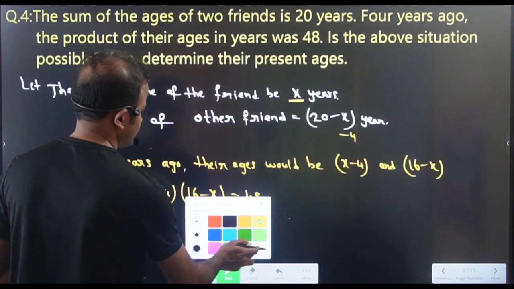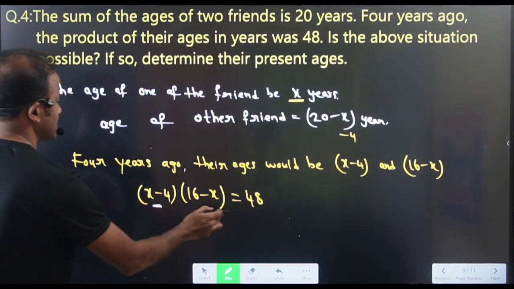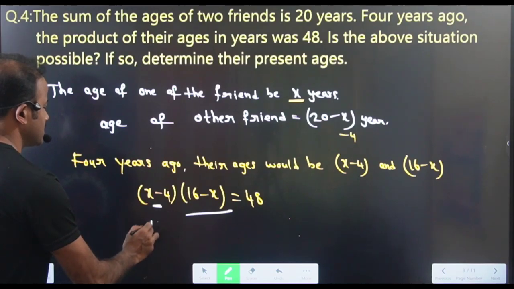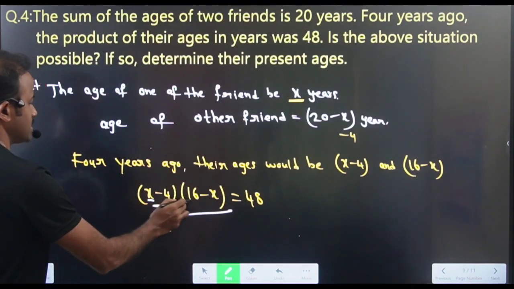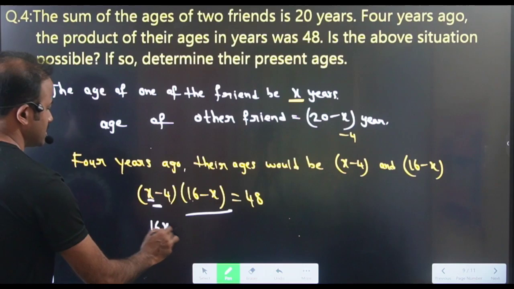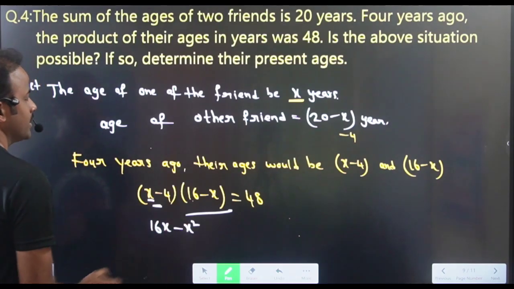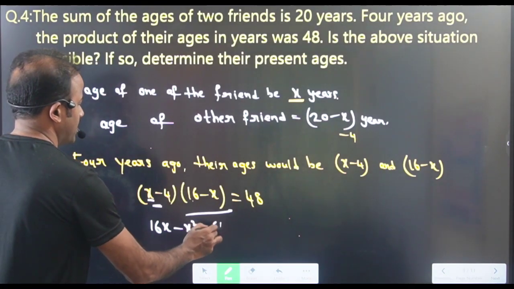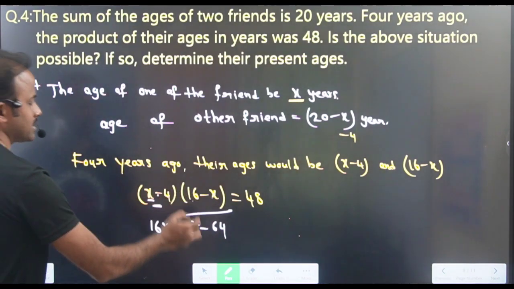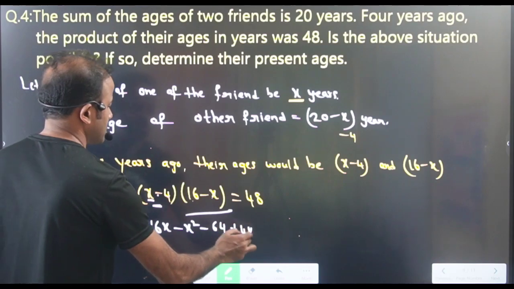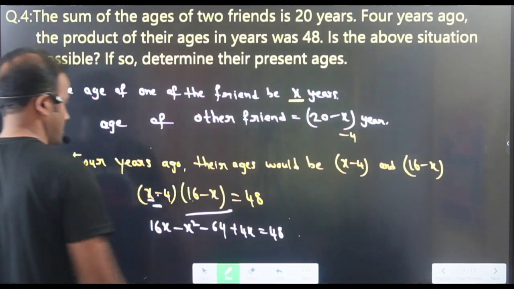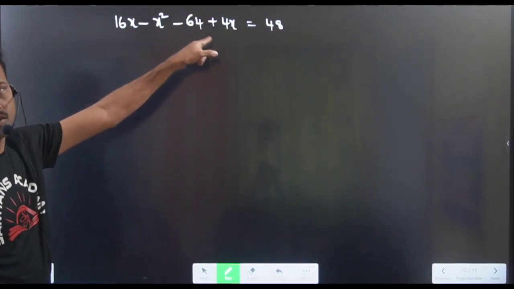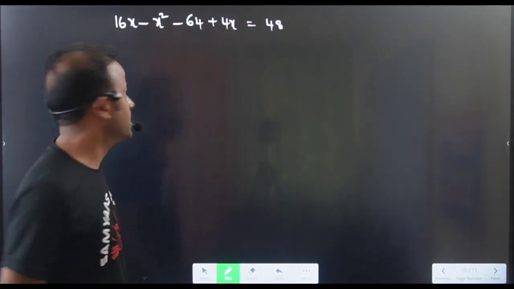The next step, just multiply this x with 16 minus x. You multiply x with 16, that is 16x. x into minus x is minus x square. Now you multiply -4 with 16. -4 into 16 is -64. So -4 into minus x is plus 4x equal to 48. Okay, now 16x minus x square minus 64 plus 4x equal to 48.